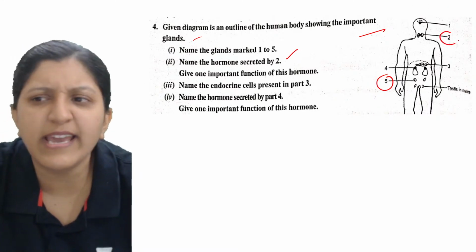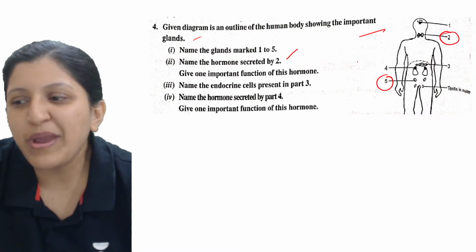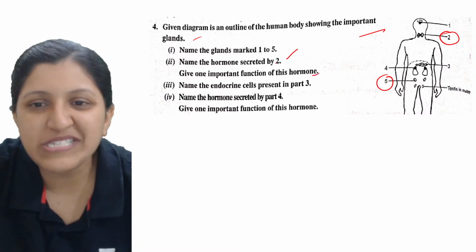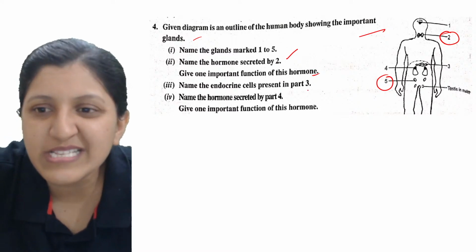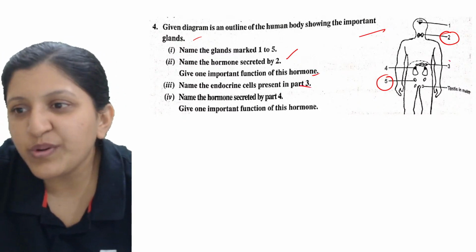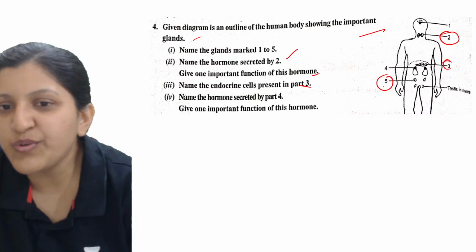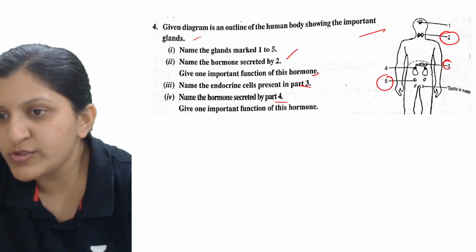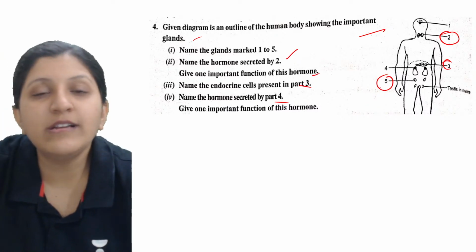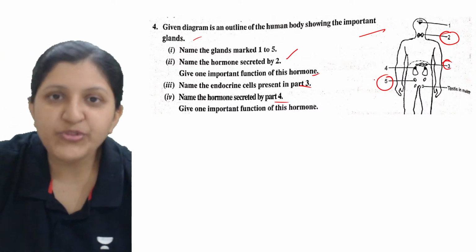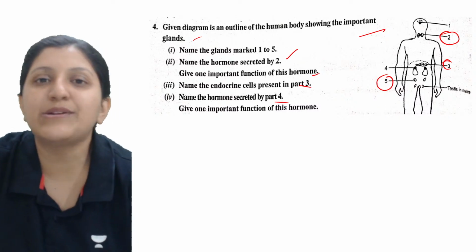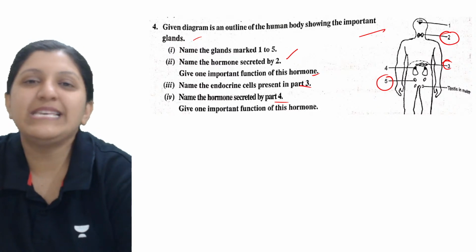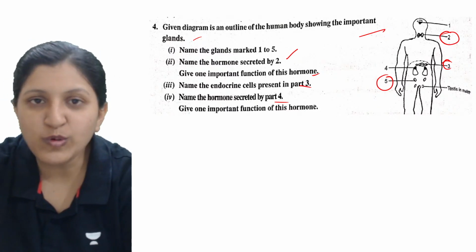Now name the hormone secreted by part 2. It is thyroxine. I don't know why there are so many questions with respect to the same gland. Give one important function: basal metabolism. Name the endocrine cells present in part 3: the islets of Langerhans. Name the hormone secreted by part 4. That is the adrenal gland. The adrenal medulla secretes the adrenaline hormone, and the adrenal cortex secretes glucocorticoids as well as mineralocorticoids.